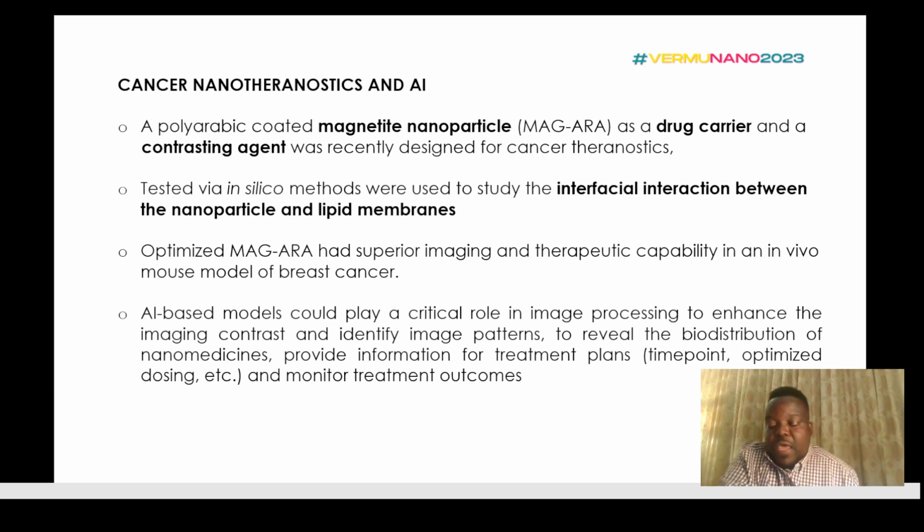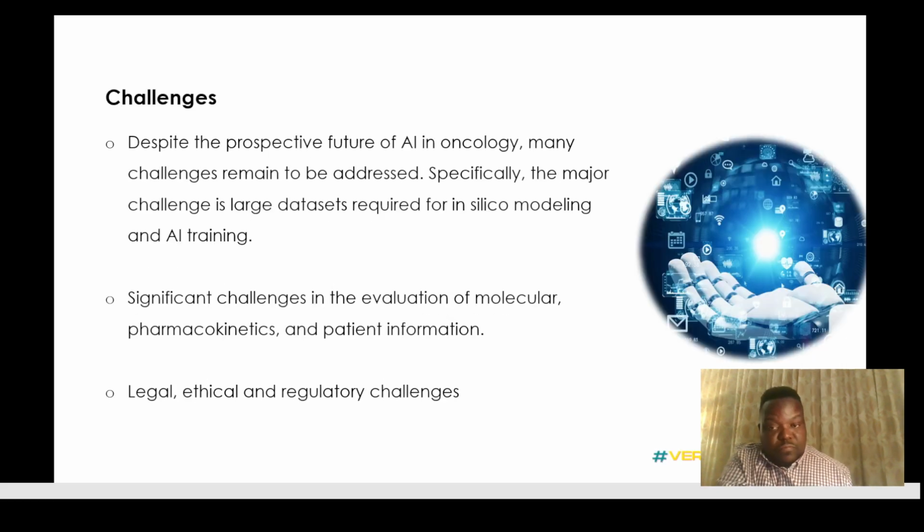of breast cancer. And the AI model could, in this case, play a critical role in the imaging process, enhancing imaging contrast, identifying imaging patterns, and revealing the distribution of nanomedicines, providing information for treatment plans, particularly for optimized dosage, and also monitoring treatment outcomes.